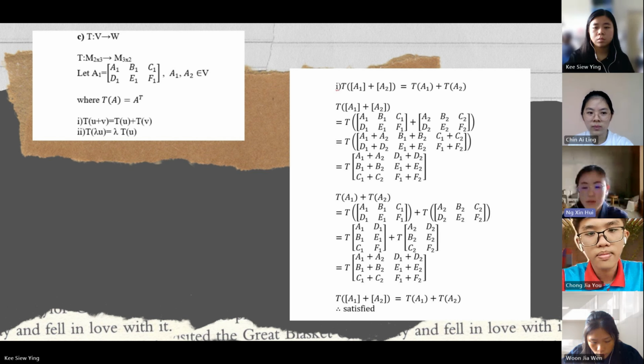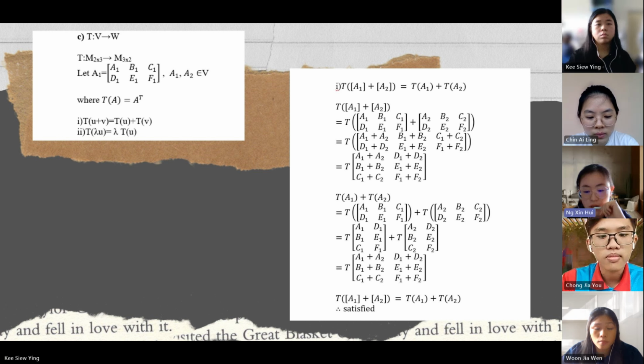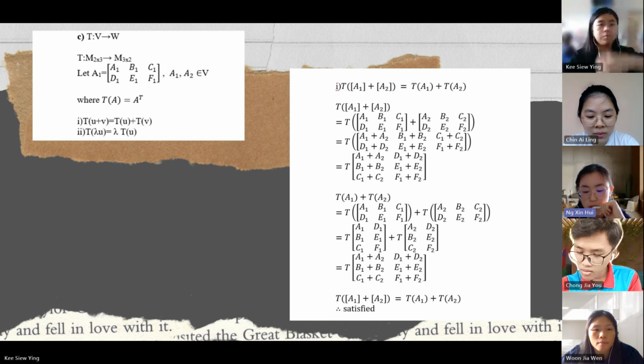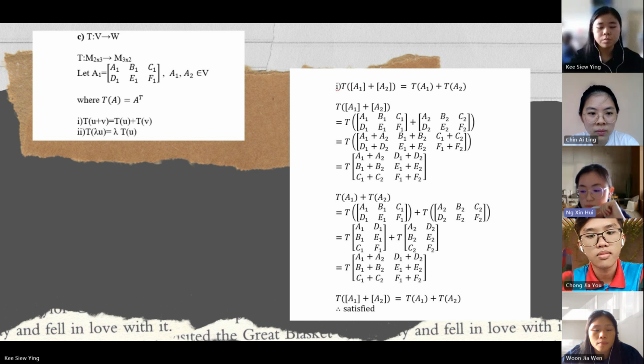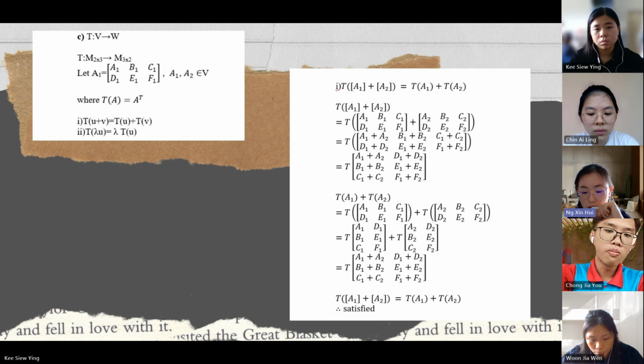I'm Xinghui and I will continue the next question. For question 3c, a transformation of function from V to W, given that the transformation maps from the set M2×3 to M3×2. Let A1 equal to (a1, b1, c1, d1, e1, f1), given that A1 and A2 are members of V, where T(A) equal to A transpose. We need to prove that T is a linear transformation if and only if the following two requirements are satisfied.